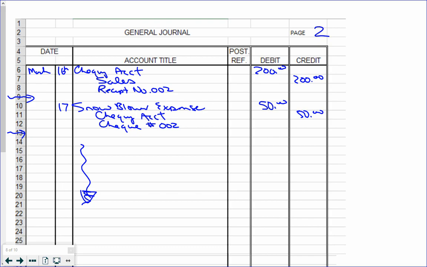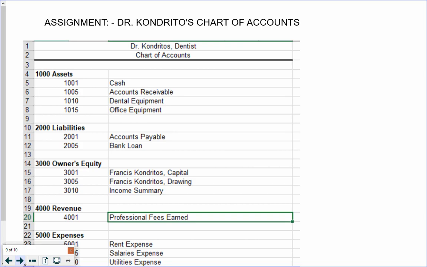So new business. I don't think we've done this business yet. So Dr. Condrito's chart of accounts. Dr. Condrito is a dentist, okay? So you're looking at a dentist's accounting. They've got 4 asset accounts. So remember for the assets, debit is plus, credit is minus. You've got 2 liabilities accounts.